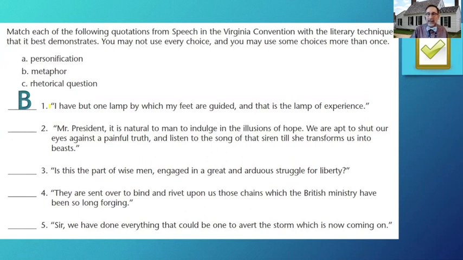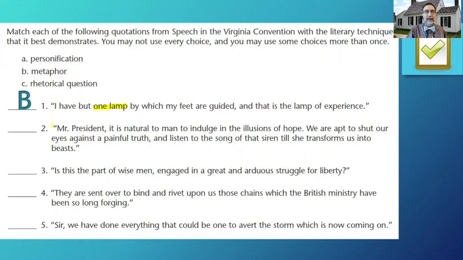All right, that is a metaphor. In this case, there is not really a lamp, but just as lamps guide us through the dark as we walk, guide our feet, all right? In this case, his experience is what's going to guide him through the darkness of this unforeseen war that's up ahead. How about number two?